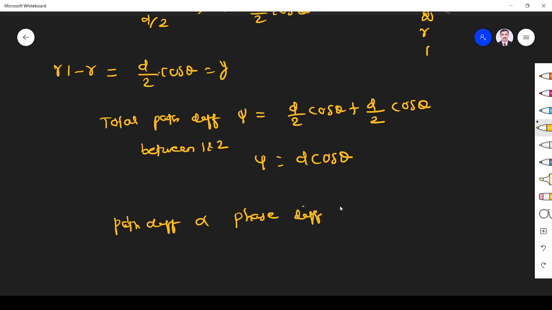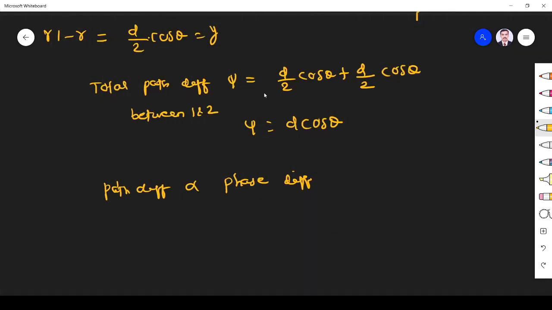Okay, so I call path difference is not psi, please change it. I call phase difference psi, so path difference I keep as it is, right? So path difference is directly proportional to phase difference. Phase difference I call psi. That psi is phase difference, not path difference.